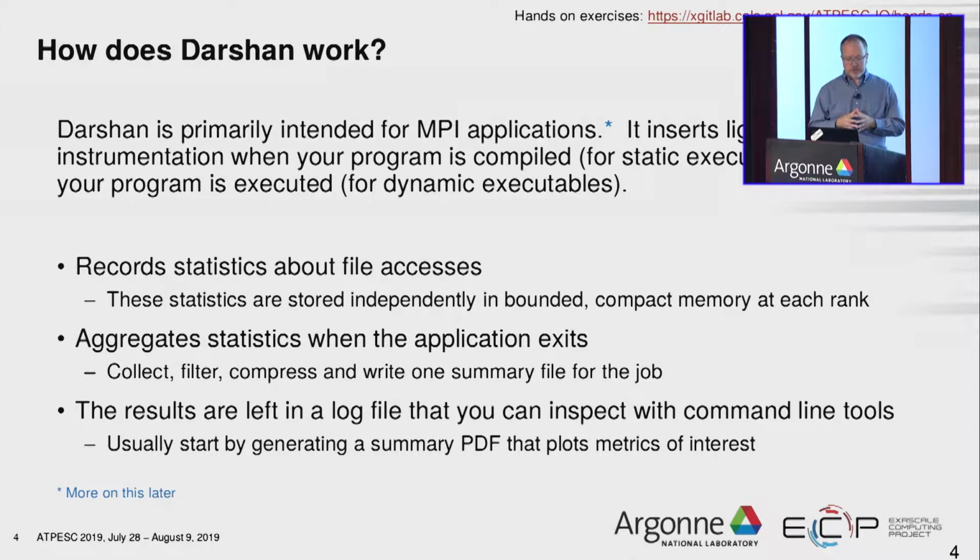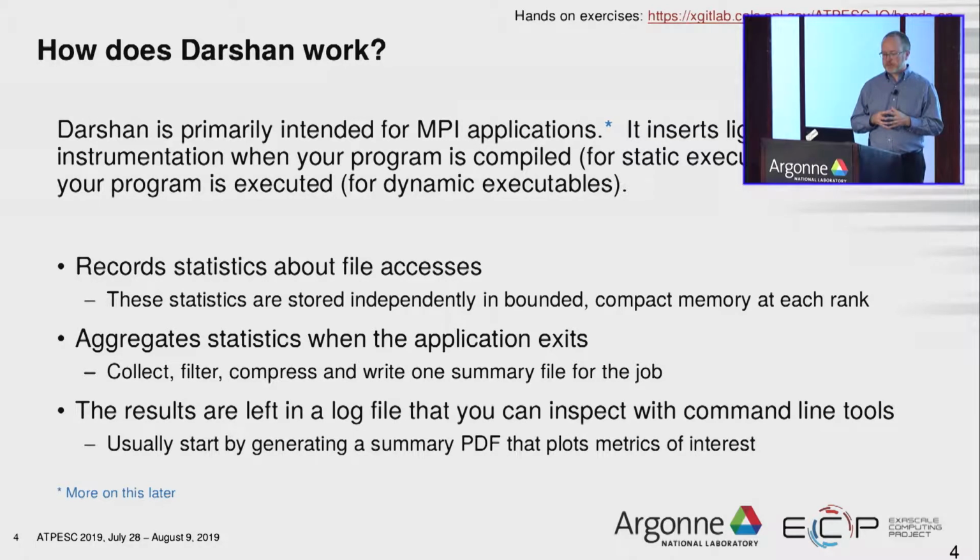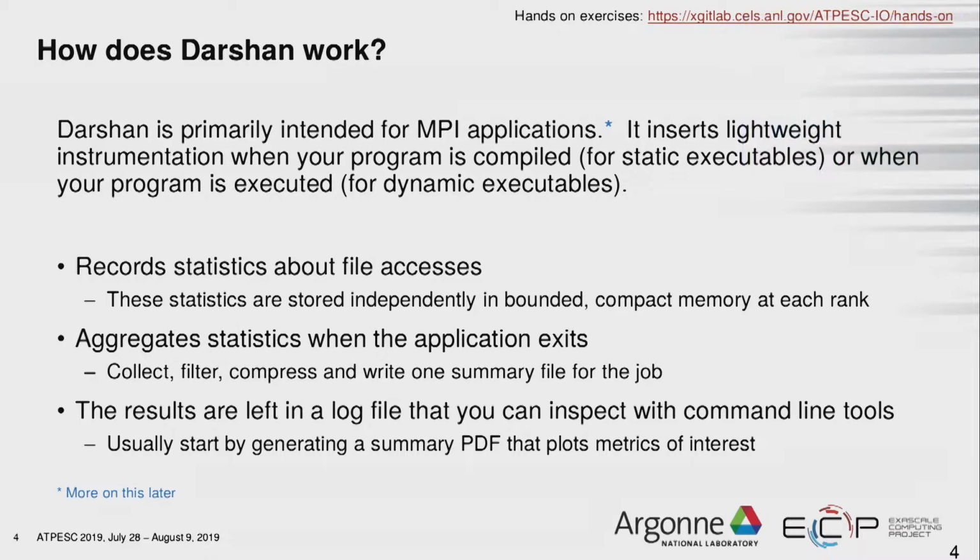But assuming you have an MPI application, it gathers statistics at each rank of your application and stores it in compact memory. It takes a tiny bit of memory on each process and keeps some light statistics there. When your application shuts down, Darshan collects all those statistics from all of your processes and combines them, filters out some things that you might not need, compresses what's left, and writes it out into a little log file.